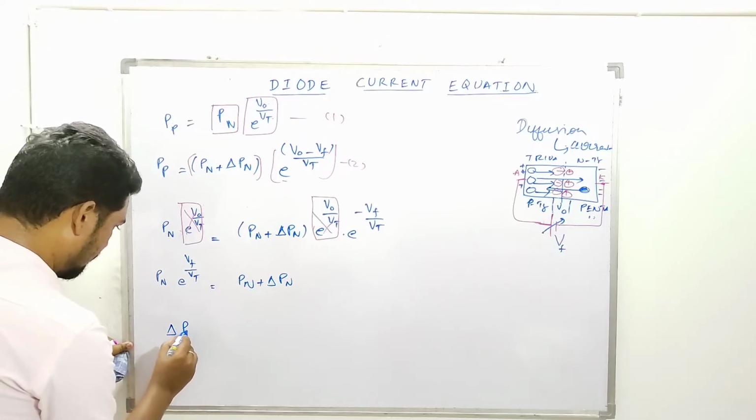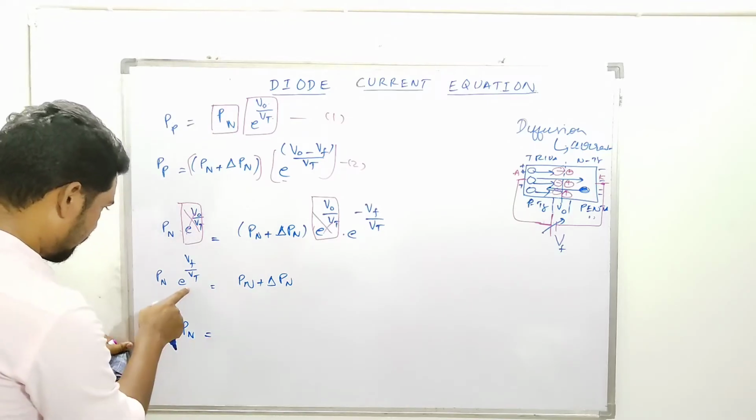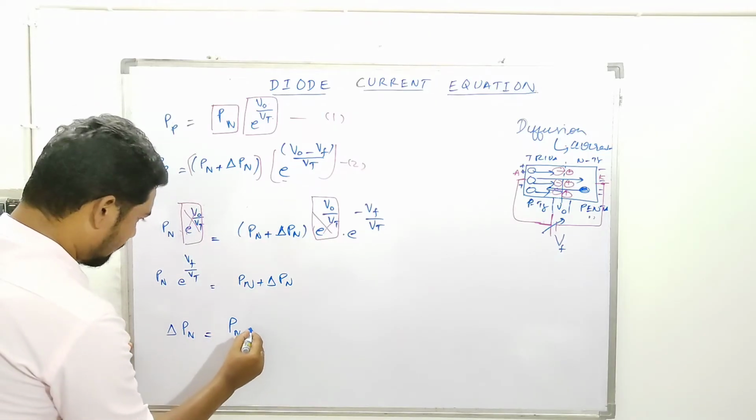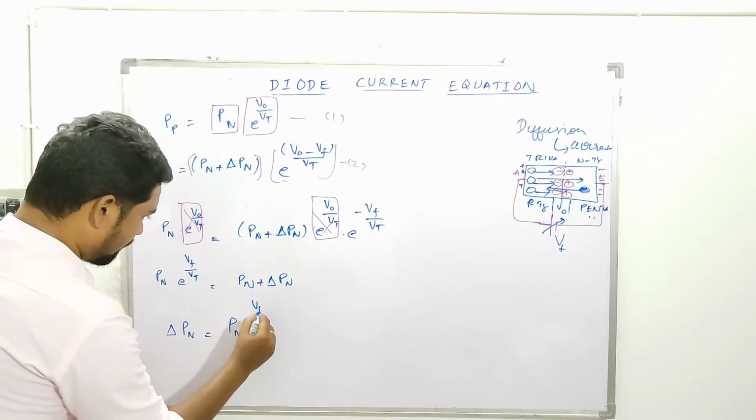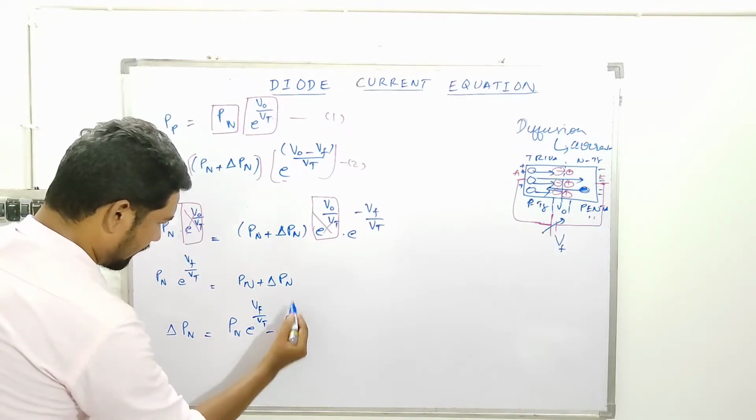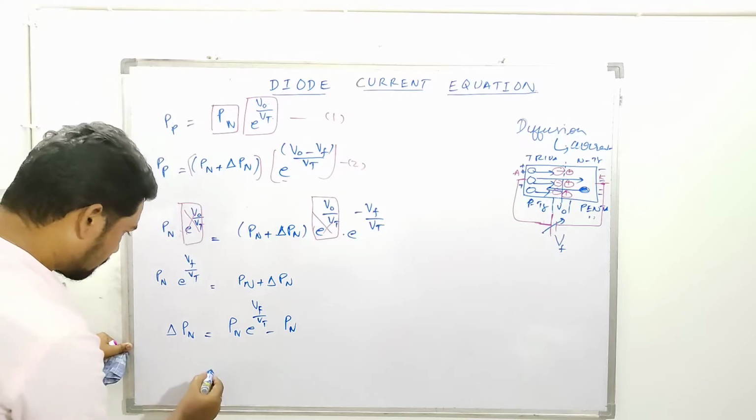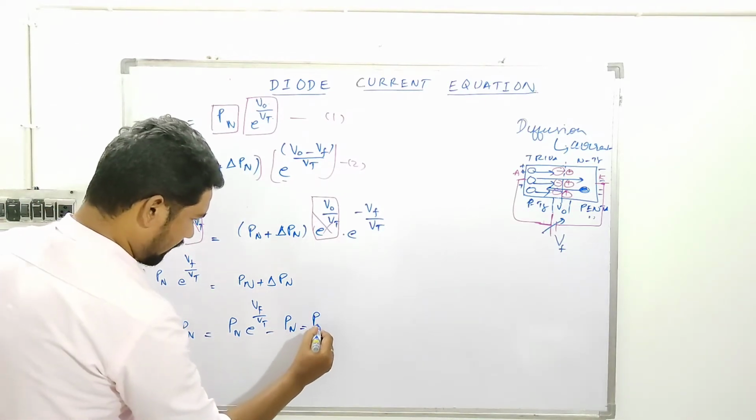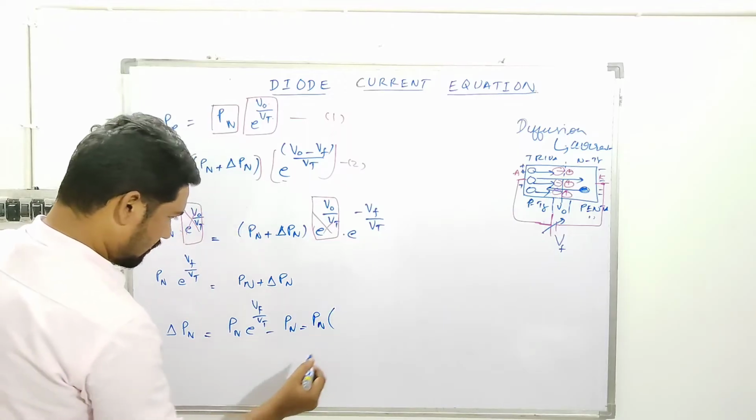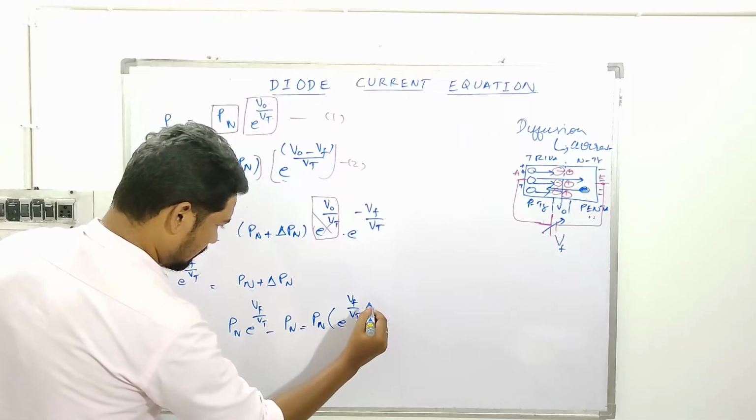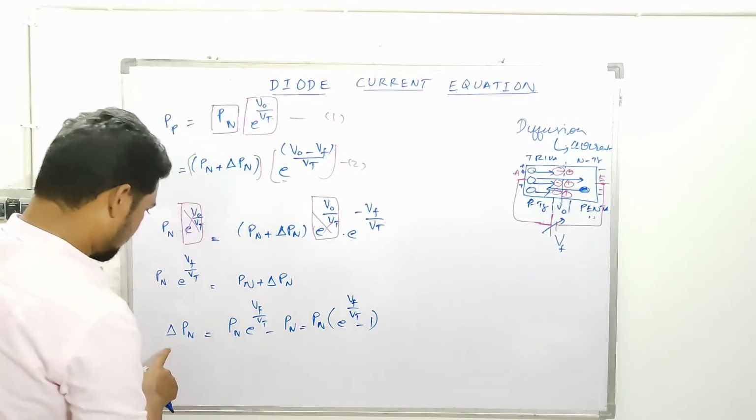So delta p_n will be equal to this as it is, and this comes to this side, isn't it? p_n e raised to V_F by V_T minus p_n. And here something can be taken out as common. p_n can be taken out as common, so e raised to V_F by V_T minus 1 will be the term delta p_n.